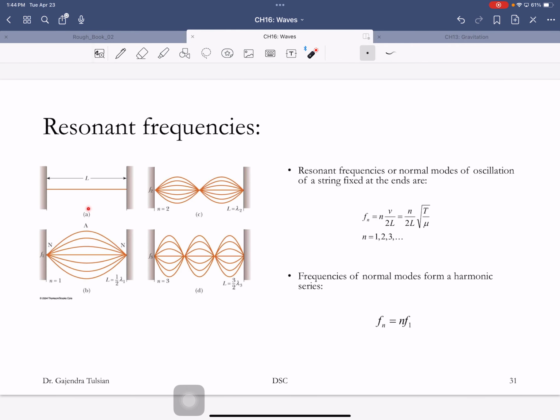Okay, so the allowed frequencies, f_n = n v / 2L, where n is the integer, L is the length of the string, and of course v, the velocity on the string, is the square root of tension divided by mass per unit length. So the allowed frequencies are integer multiples of this frequency, called the fundamental. So f1 is the fundamental mode. That's the lowest frequency it can vibrate at. And this string can vibrate at the fundamental and the harmonics, integer multiples of the fundamental.